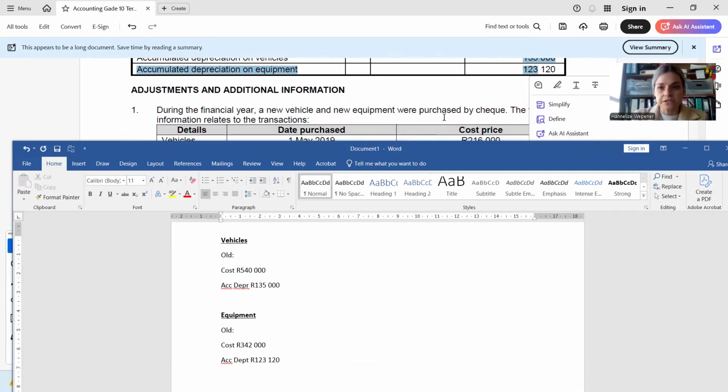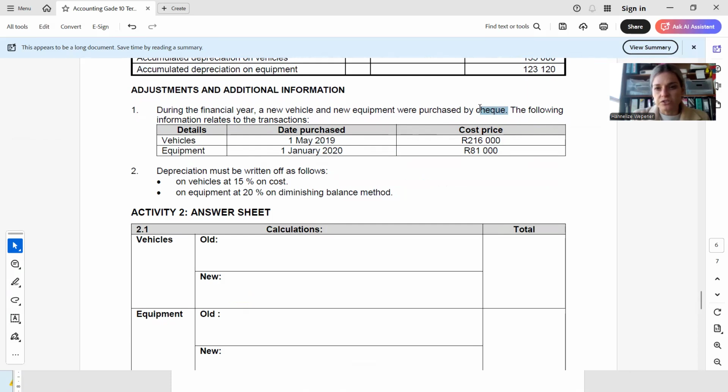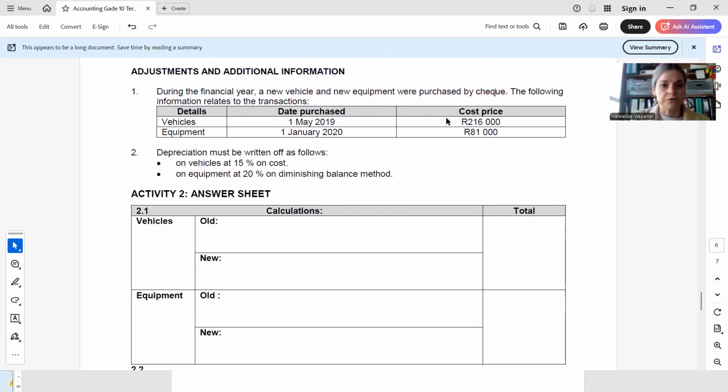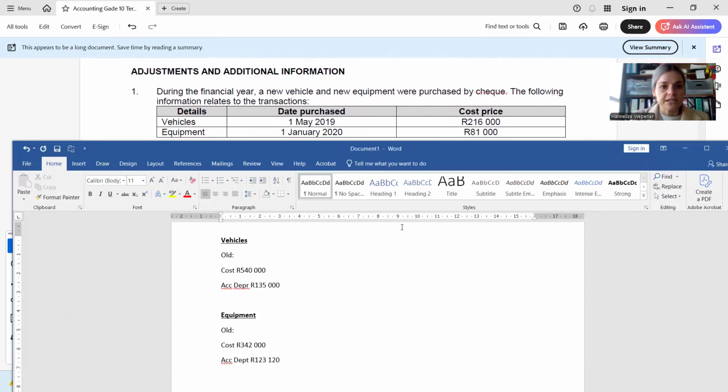Then additional information. So please just note, we no longer use checks. We now use EFTs. So we're definitely not working with checks. So it says that during the current financial year, a new vehicle and some equipment were purchased and we have paid for this. The following information relates to the transactions.